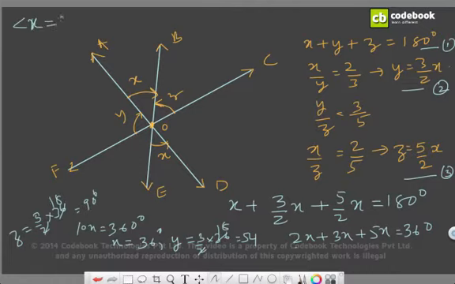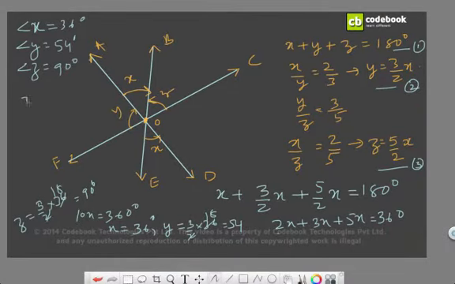X is equal to 36 degrees. Angle y is equal to 54 degrees, and angle z is equal to 90 degrees. And if you take the ratio of these three different angles, you'll have 18 2s are, 18 3s are, and 18 5s are. So 2:3:5, which is given in the problem.